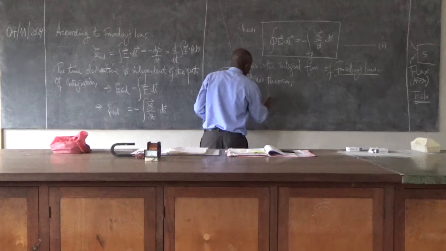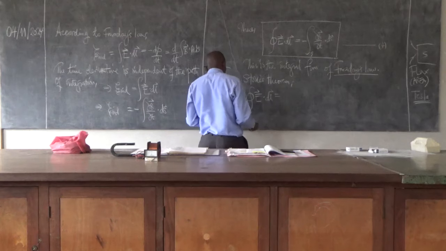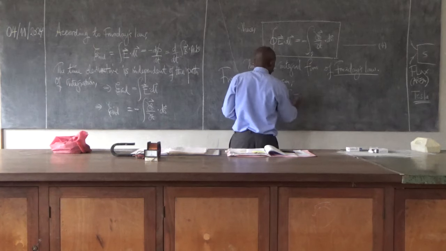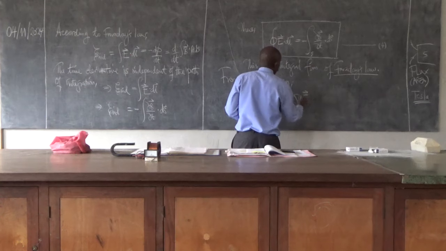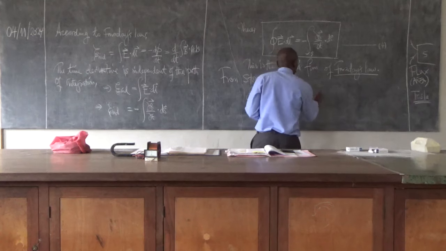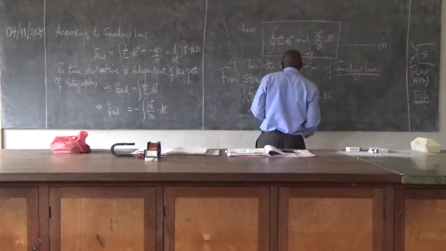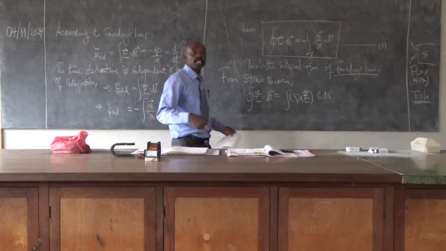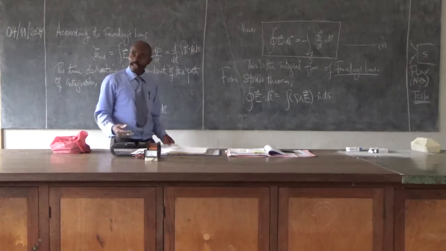So the integral of E dot dl is equal to the integral of the curl of E dot dS.